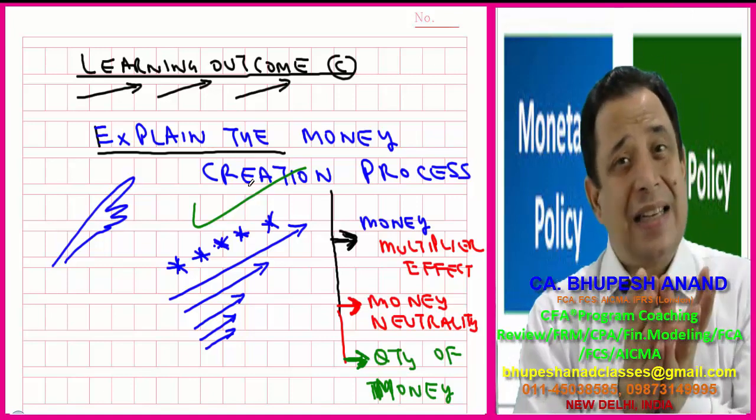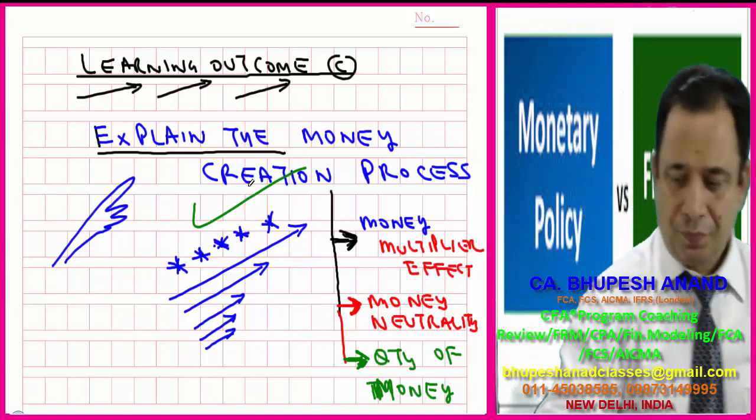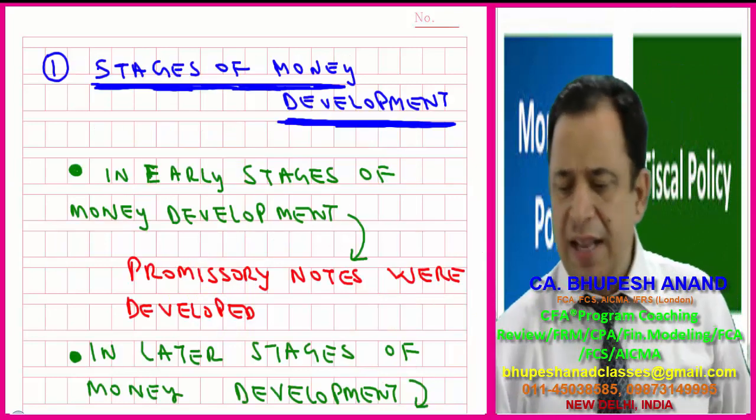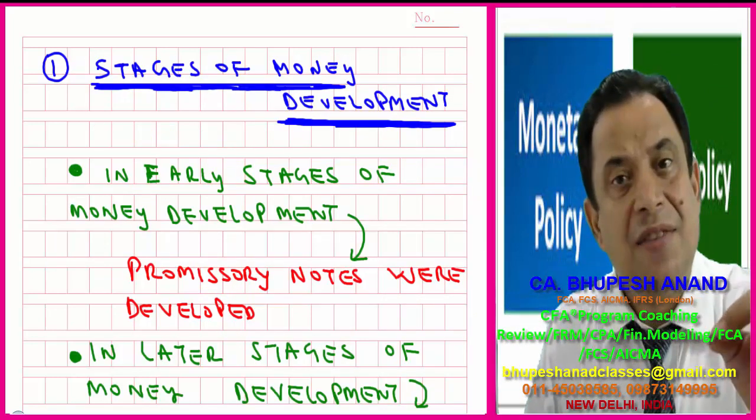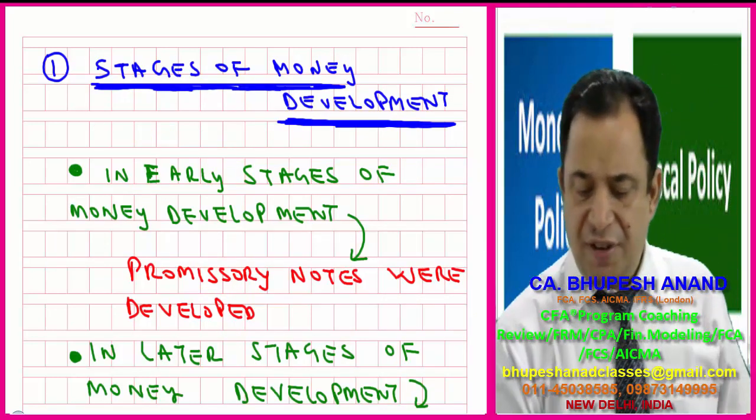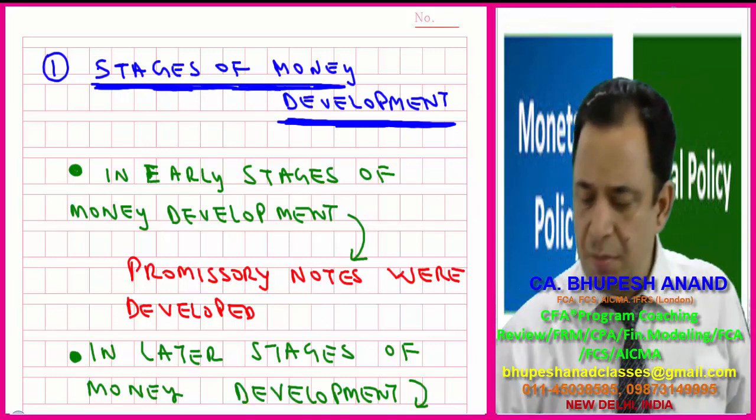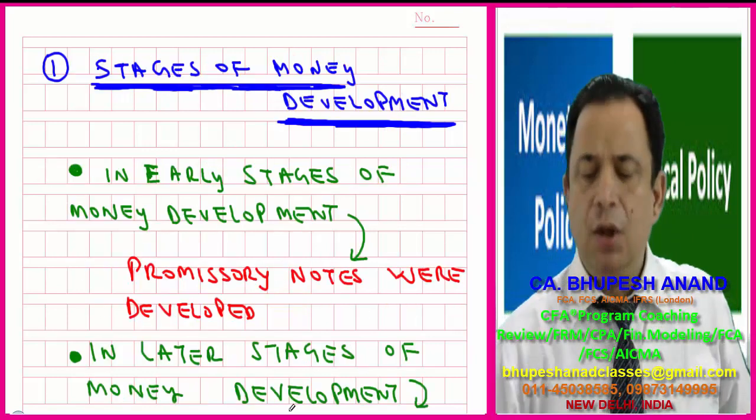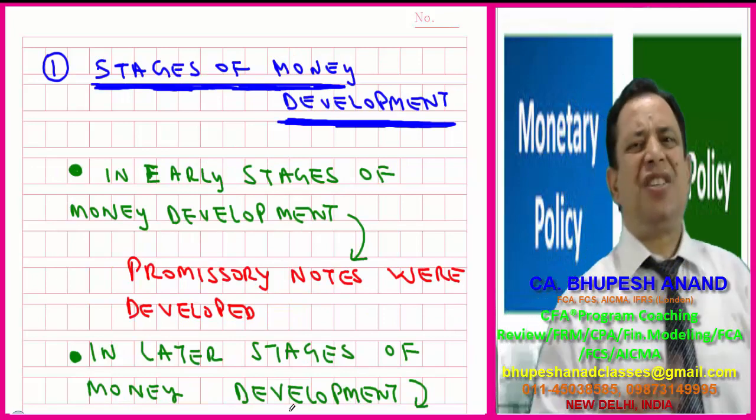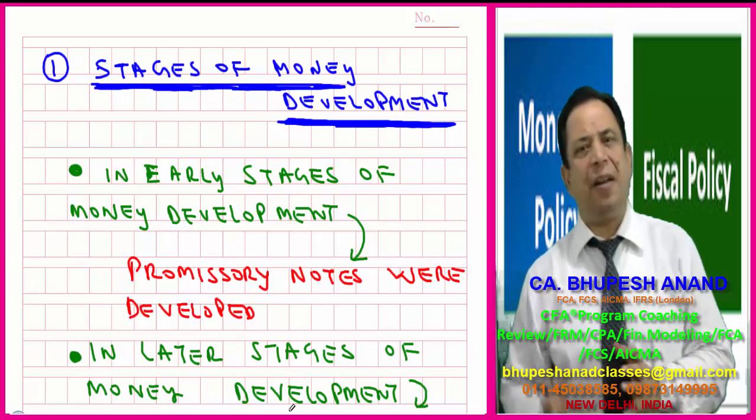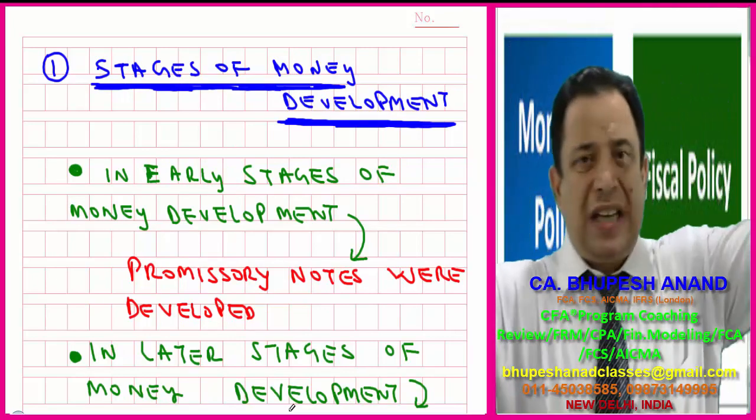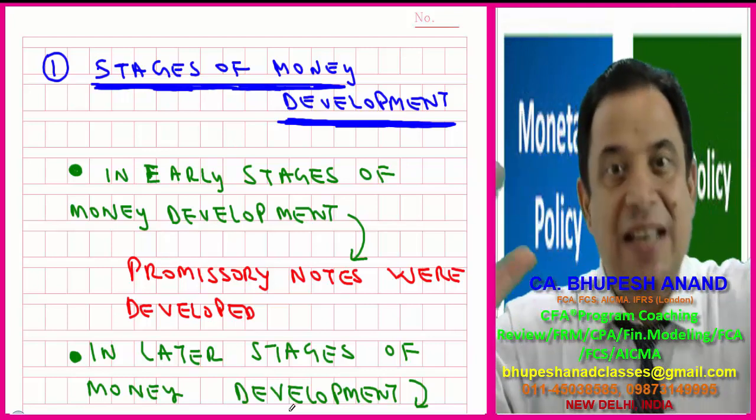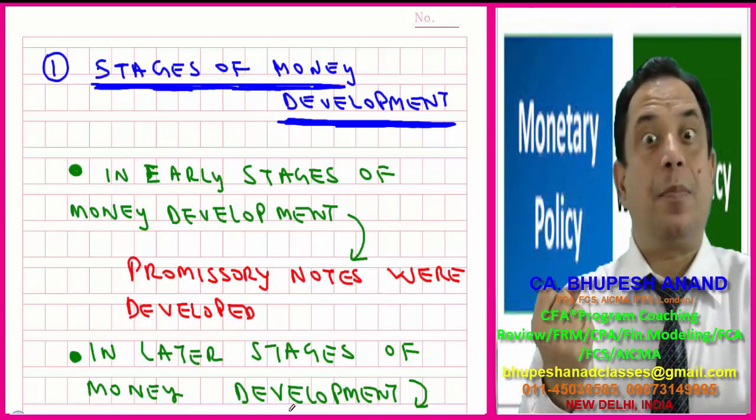But as time passed, a new system started, and that system is named fractional reserve banking. So please write the first point: what are the stages of money development? How has money been developed?